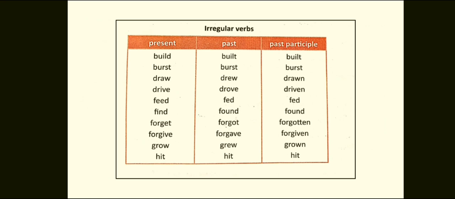Now for present tense draw, it becomes drew for past tense and drawn for past participle. Drive for present tense, drove for past tense, and driven for past participle. So this is the list of irregular verbs.